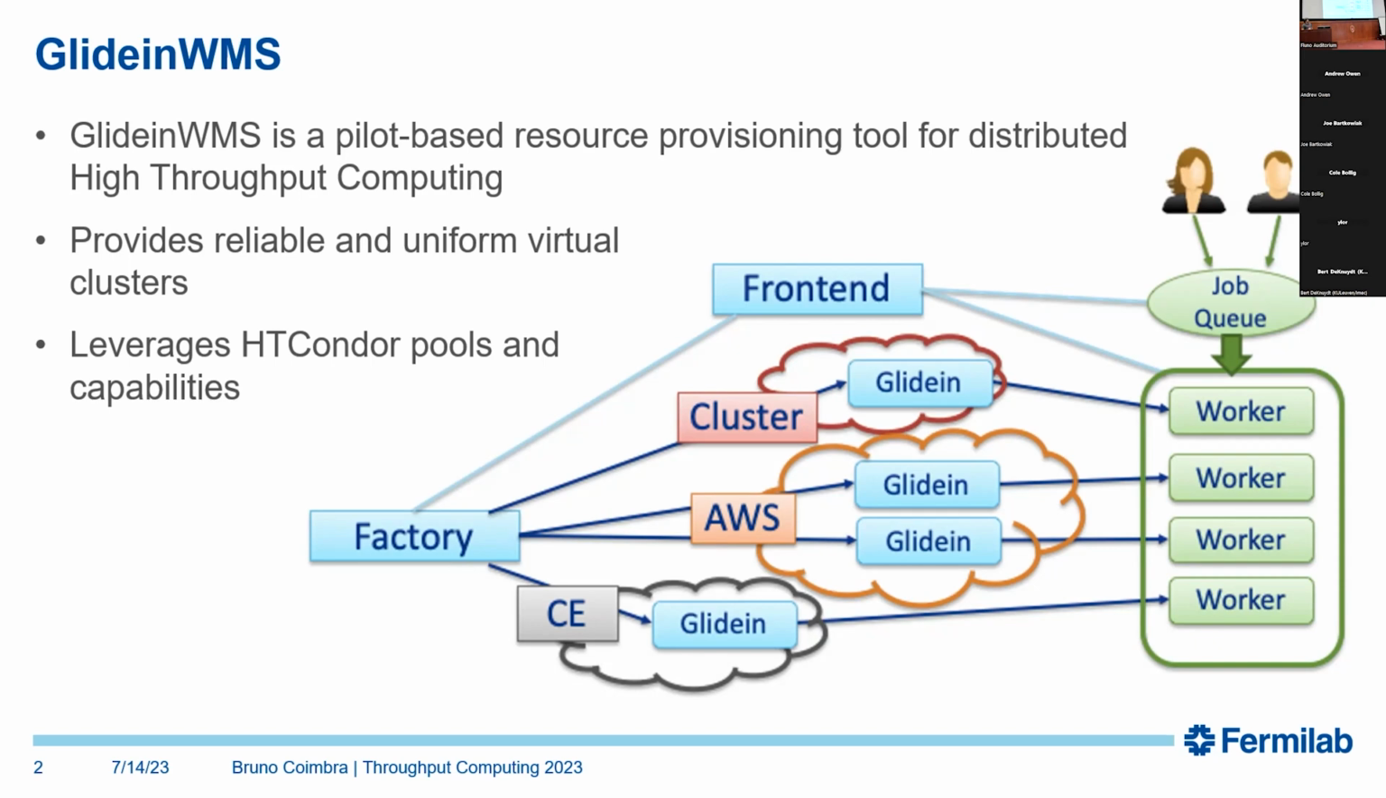Glideins are our actual pilots. The factory knows how to submit them, and will submit them to Condor clusters or cloud resources, Condor CEs. These pilots will get there and get into the local queue. Eventually, these pilots will start running. Once they do, they will move into worker nodes. They'll do some specific work that we will mention in the next slide. But most importantly, they will eventually call back to a central manager, talk to the collector, and join the user pool, creating hence the virtual cluster that people will use to submit jobs.